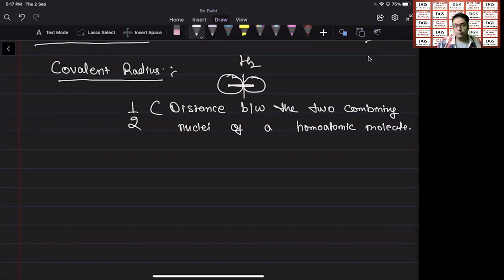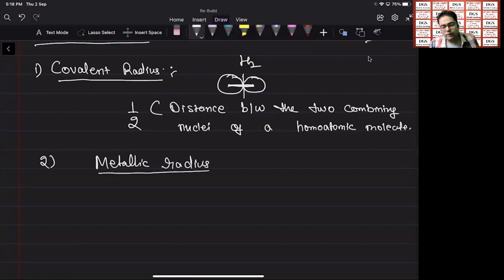But not all bonds can be considered as covalent bonds. You must have metallic bonding, and you know that there will be ionic bonding. So the number one is covalent radius. The number two will be metallic radius. But we're going to follow the same principle.